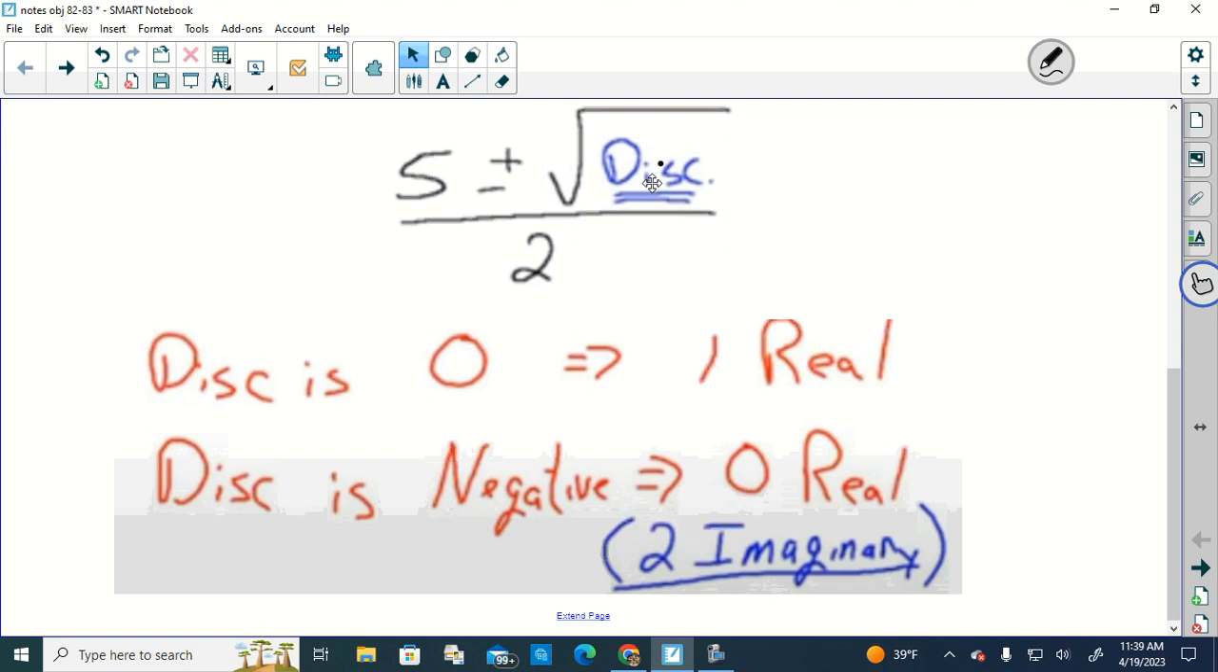So if the discriminant underneath here winds up being nothing, if we were to solve it, all we'd have left would be this. Because if I went 5 plus 0, it's still going to be 5 over 2, and 5 minus 0 is still going to be 5 over 2, because adding and subtracting zero isn't going to change that number. So that's why there's one solution, or one real.